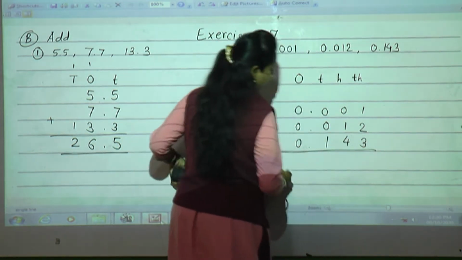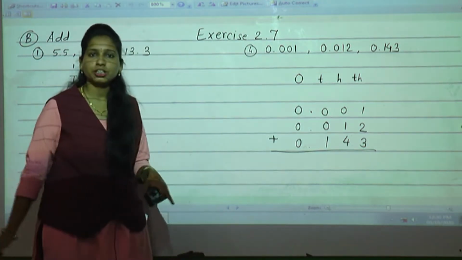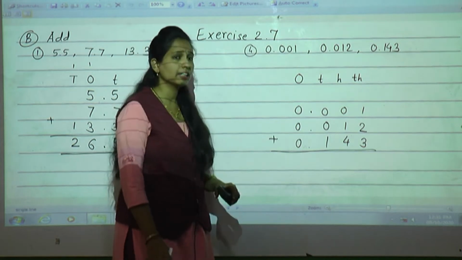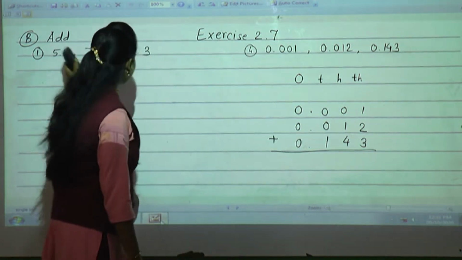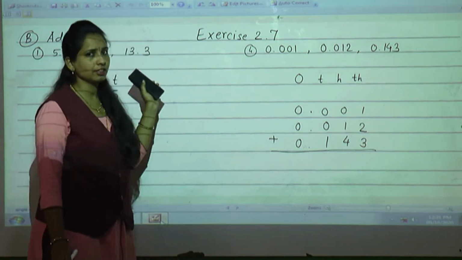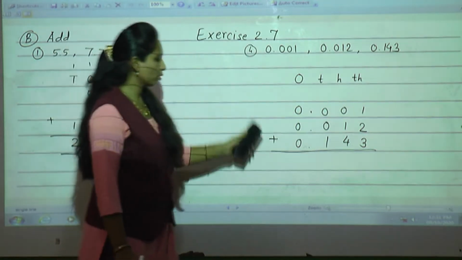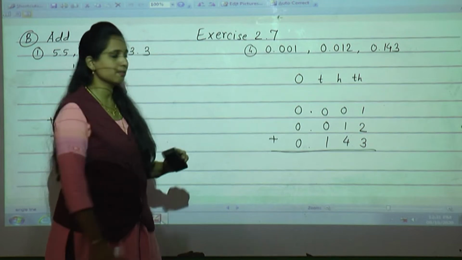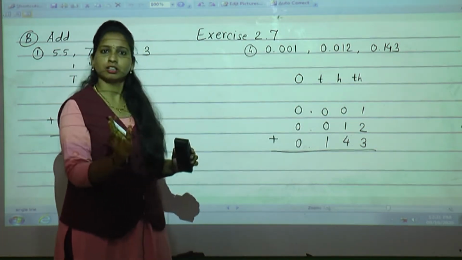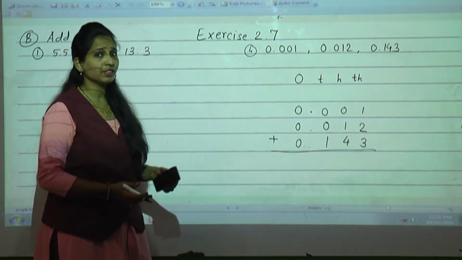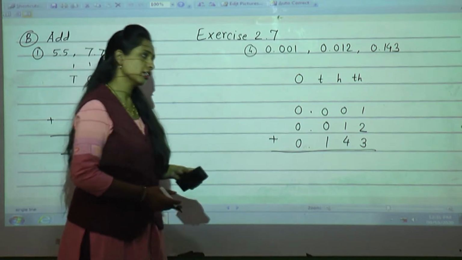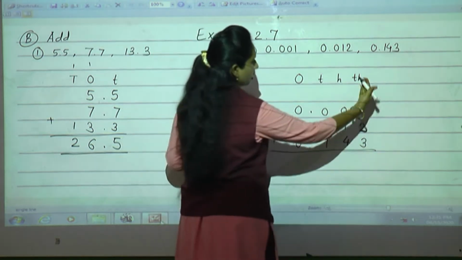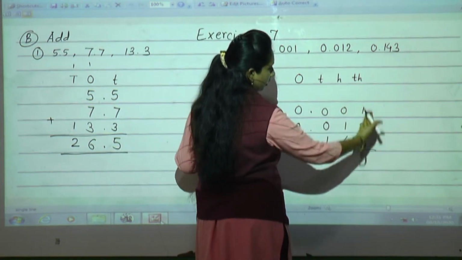Don't forget to give the addition symbol. If you don't give it, then how will the teacher understand exactly what you have done? Even if the question is given as add, while solving the addition symbol is very important. If you don't give the addition symbol, the full sum will be wrong, because how should we cross check what you have done? So that's why don't forget to give the addition symbol. Now we will start from the right side.